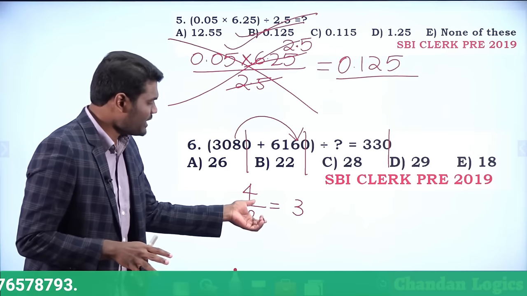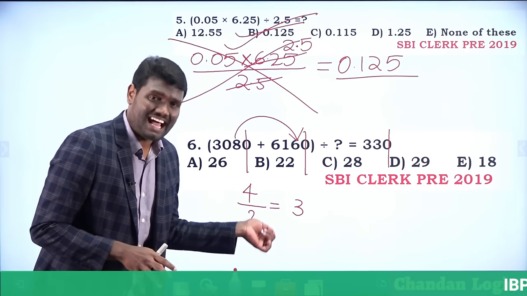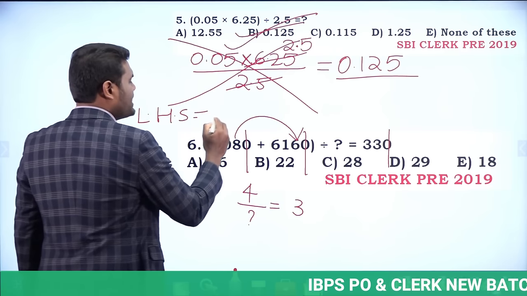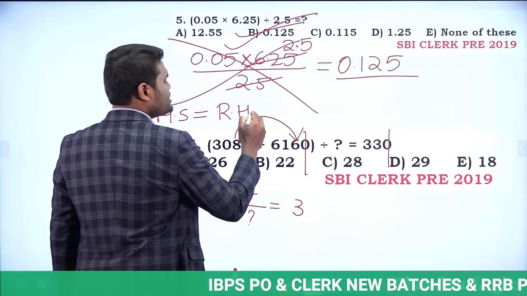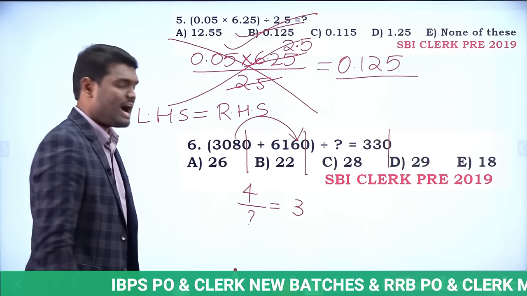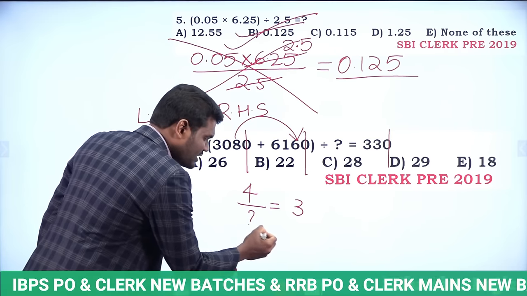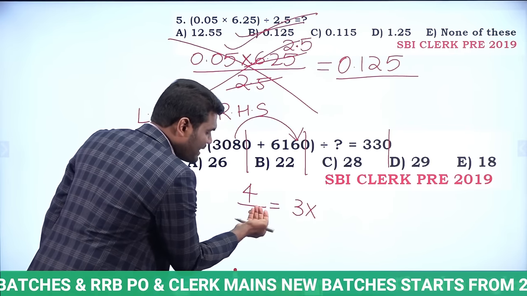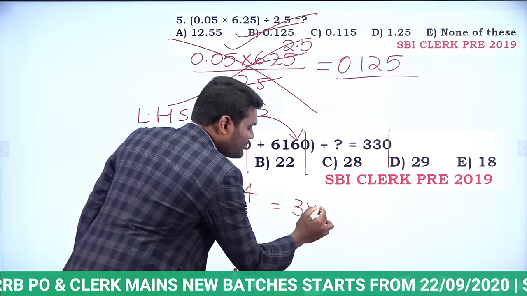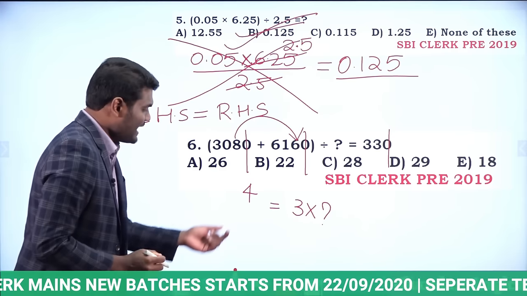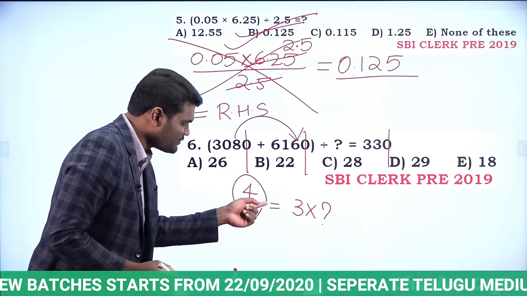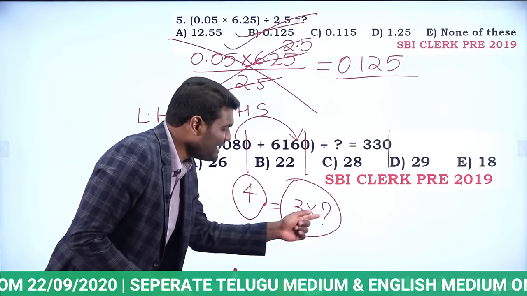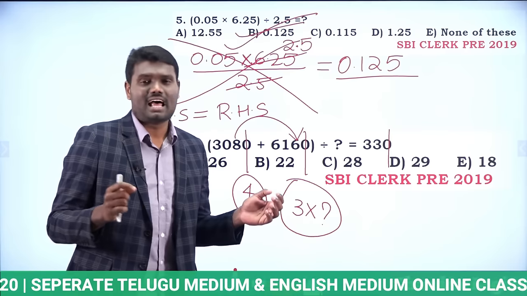Okay, so if I verify the last digit, LHS should be equal to RHS. This is what we have learned in our childhood. LHS should be equal to RHS. Now this division operation, if it goes to the other side, converts to multiplication. Division operation will be converted into multiplication. Now the left hand side last digit is 4, the right hand side last digit should also be 4. 3 multiplied with a number, and I need the last digit as 4.